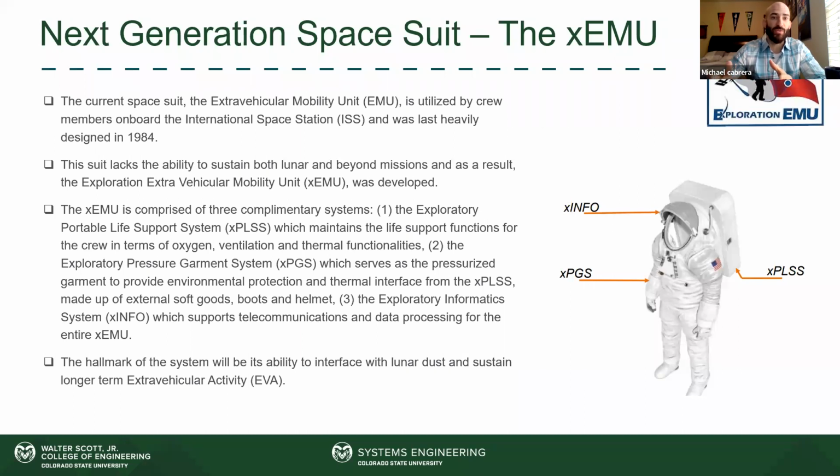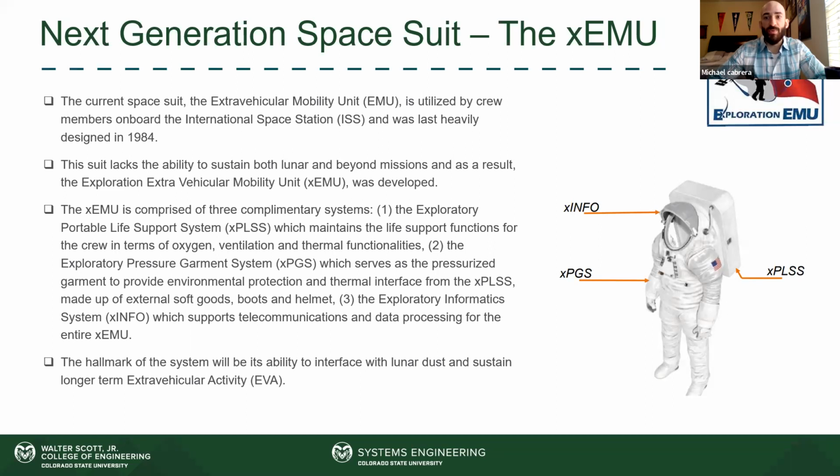You have a pressurized garment, which is actually the suit itself. So if the XPLSS is the backpack that supports life support, the pressure garment is like the big suit itself. And then you have the XInfo, the exploratory informatics system, which is the telecommunications and the data processing for the entire XEMU. This is the radio, this is the antenna, this will be the lights. And the hallmark of the system is the ability to interface with lunar dust and sustain the longer term EVAs.